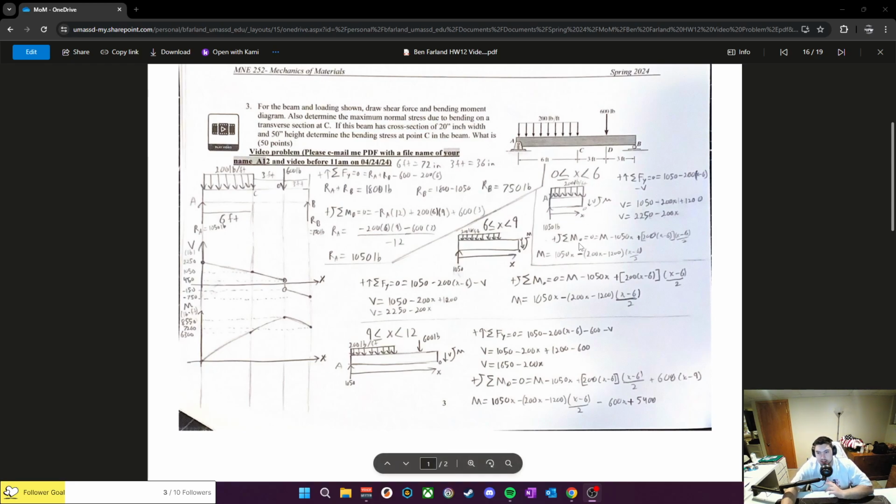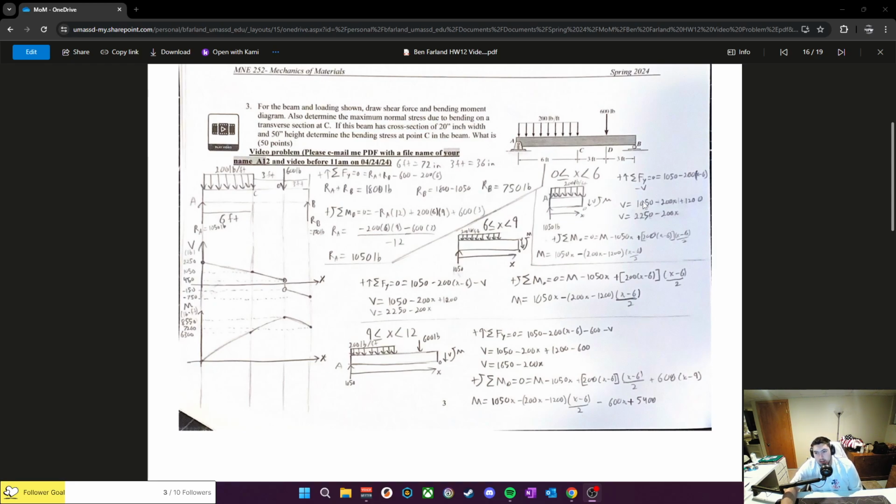We create that section with A being on the left side and O being on the right side. We put the distributed load in of 200 pounds per foot, and then we also put the reaction force at A of 1,050 pounds. We also put on the right side the shear force and the bending moment, and the measurement from the left, from A, is measured as x.